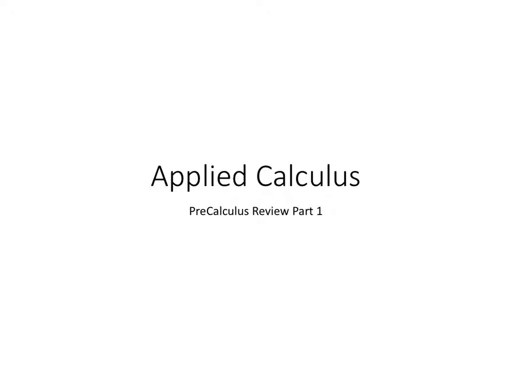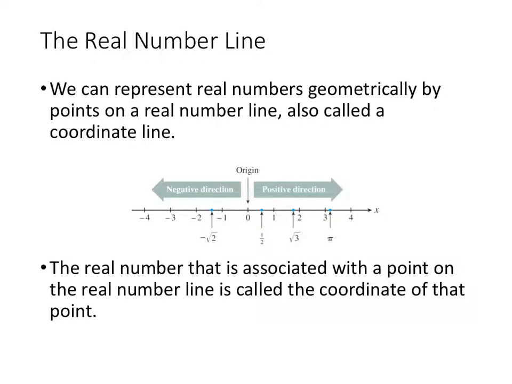Alright, here we go. Applied Calculus. So business calculus, pre-calculus review, so a little bit of algebra for you. Let's first start by looking at the real number line. We can represent real numbers geometrically by points on a number line, and we see here we have the origin 0, that's where we start. Positive values increase to the right, the negative numbers will decrease to the left.